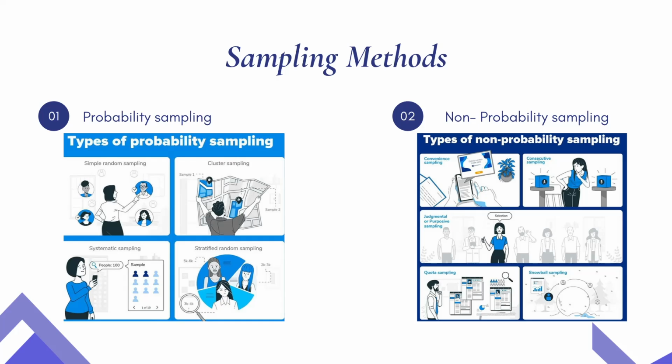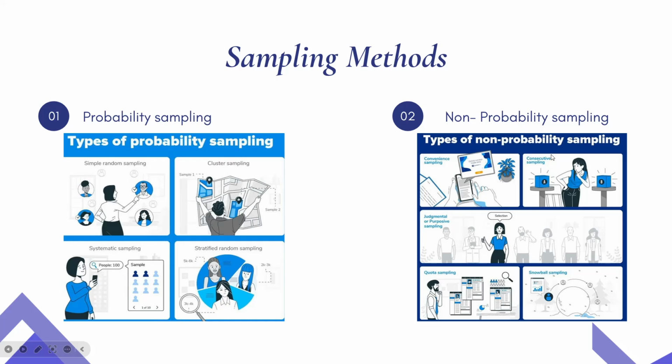And the last one is stratified random sampling. The researcher divides the population into smaller groups that don't overlap but represent the entire population. These groups can be organized and then a sample is drawn from each group separately. So these are the four types of probability sampling.